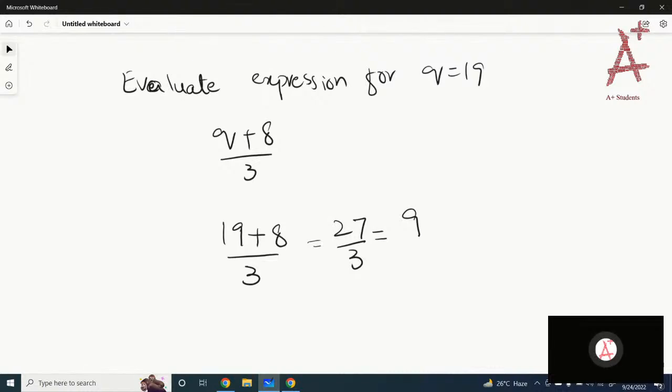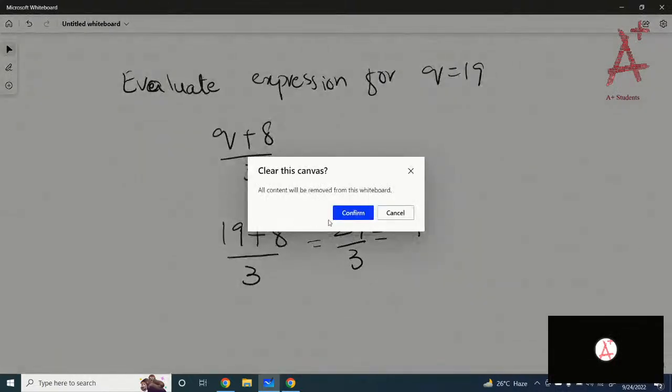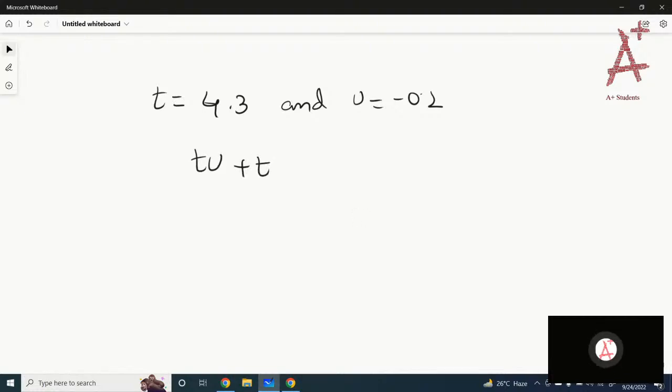Okay. On the top right corner, you have a test button. So just click on the test button. Okay. The first question on the test is evaluate the expression for t equals 4.3 and u equals negative 0.2. Write your answer as a decimal or whole number, and the expression is tu plus t.